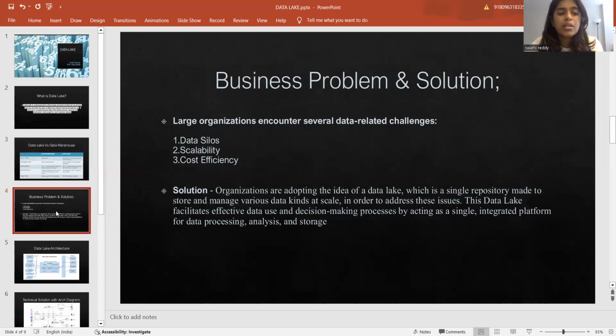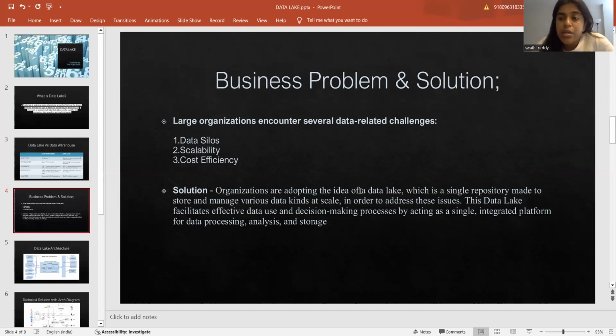Next, coming to the next slide, we have the assignment question: how large-scale organizations find their problems and solutions. When I was going through my research, I found that there are three different organizational problems that some companies are encountering: data silos, scalability, and efficiency. For this, we need to know the architecture that is basically used to create a solution.